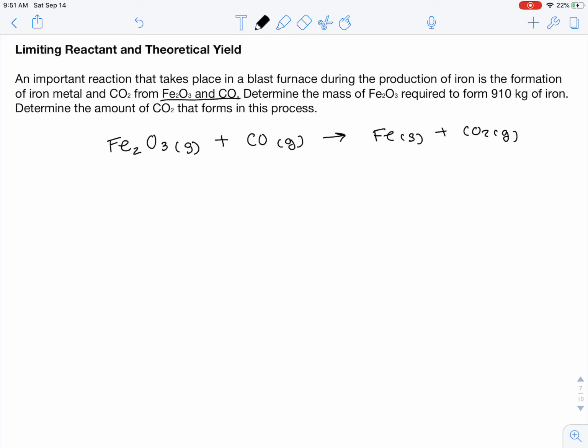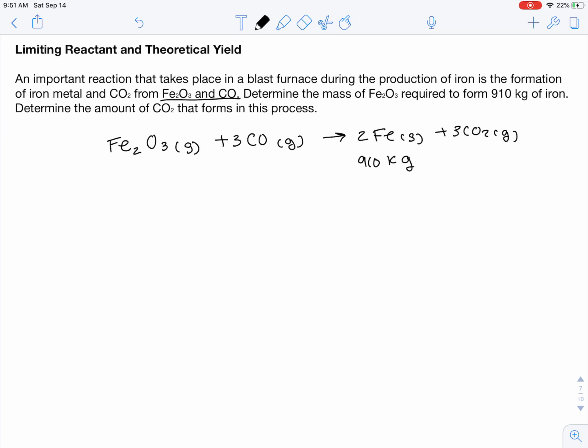Alrighty, then you always have to make sure you balance. So I have 2 irons here, and then I have 4 oxygens here. So how many carbons do I have? 2, 1, 1. So I'm going to put a 3 here, and then a 3 here. So that gives me 3 carbons. Then I have 6 oxygens. So 3 plus 3, then I have 6 oxygens. Perfect. All right, so I'm given that I have 910 kilograms of iron, and I want to know 2 things.